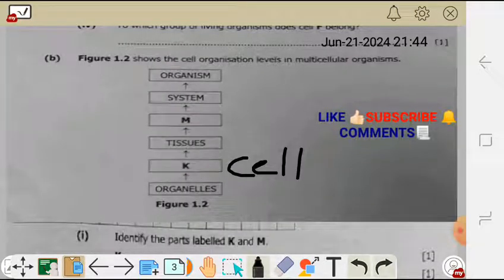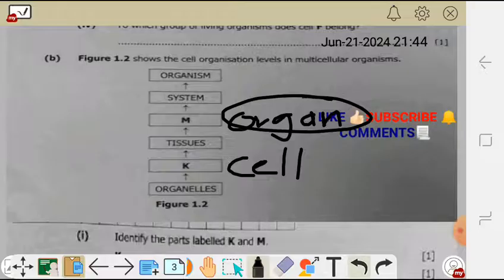And then a group of similar cells, not different cells but similar cells, performing a function is what we call a tissue. So a tissue is simply a group of similar cells working together. Now different tissues are going to form an organ. So M here is an organ, okay, an organ.